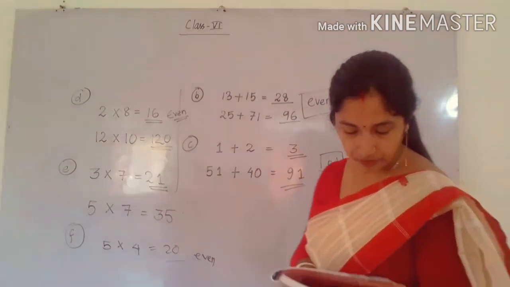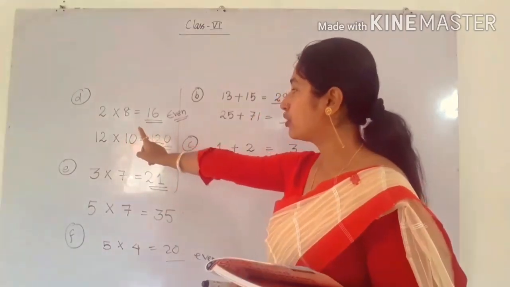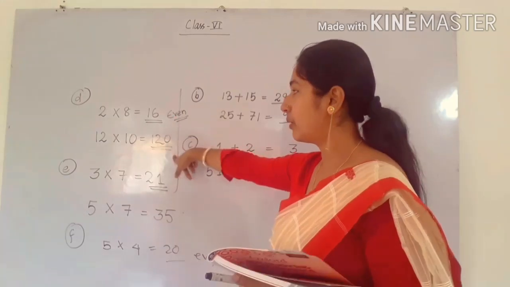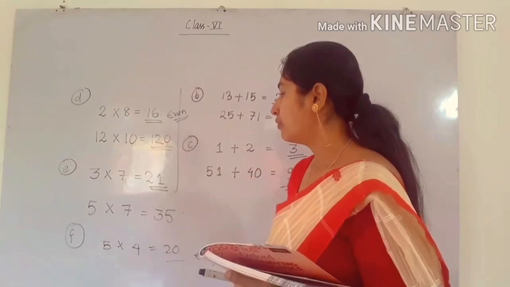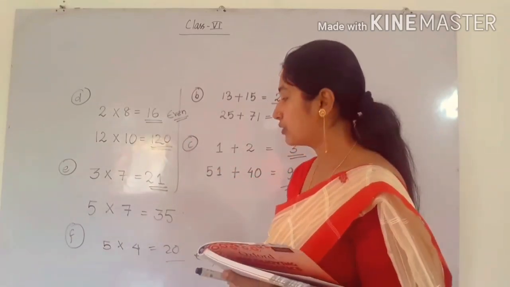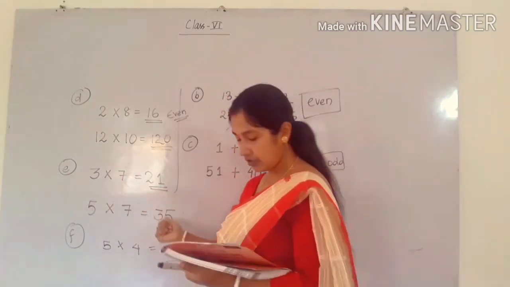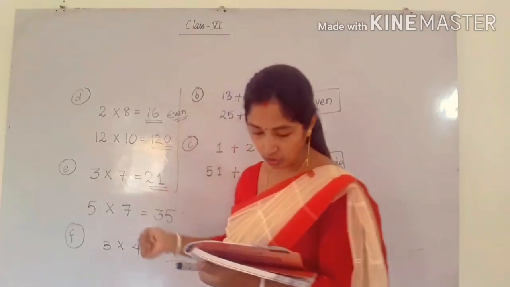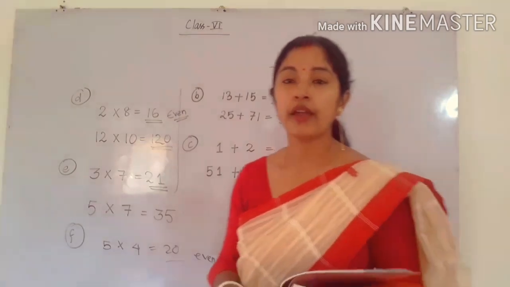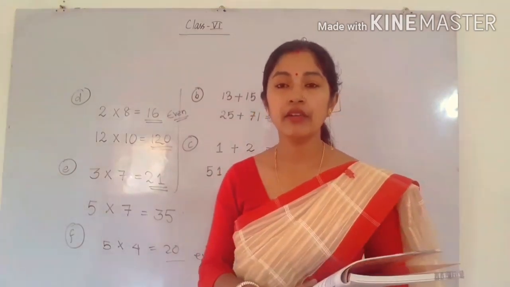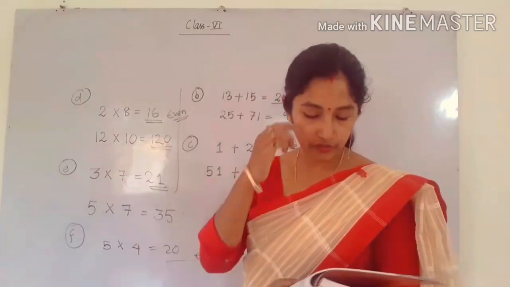Next, come to question D. The product of two even numbers. Here I am taking two even numbers, and when we multiply them, again we get an even number. So in D, you have to write even. In E, we are taking two odd numbers. When we multiply two odd numbers, we get an odd number again. So E will be odd. Next, F. In F, we are taking one odd and one even. When we multiply even with odd, we always get an even number. So F will be even.